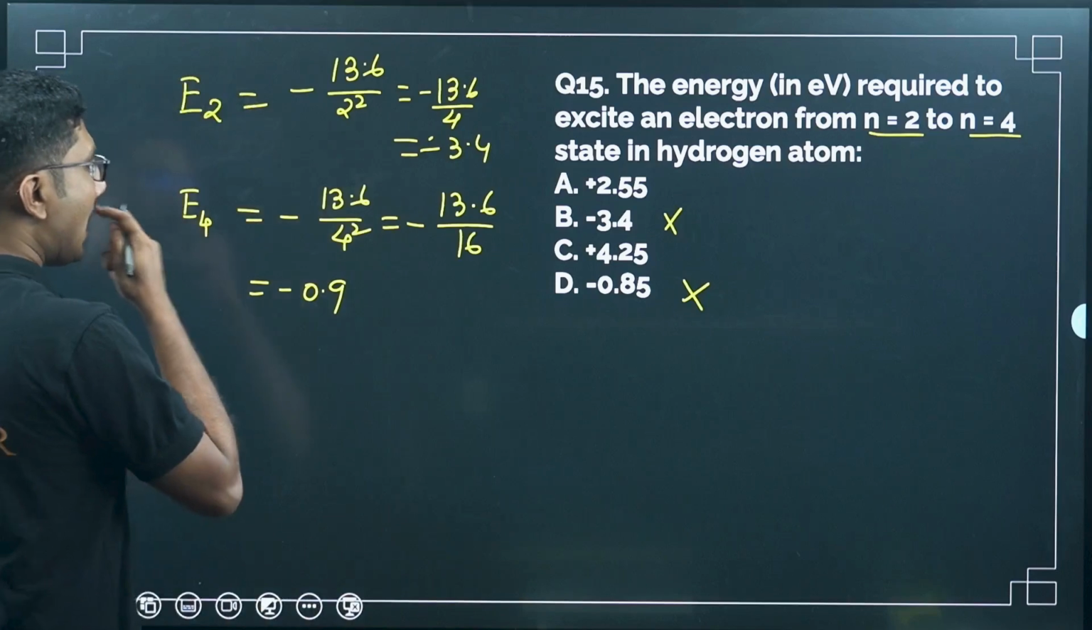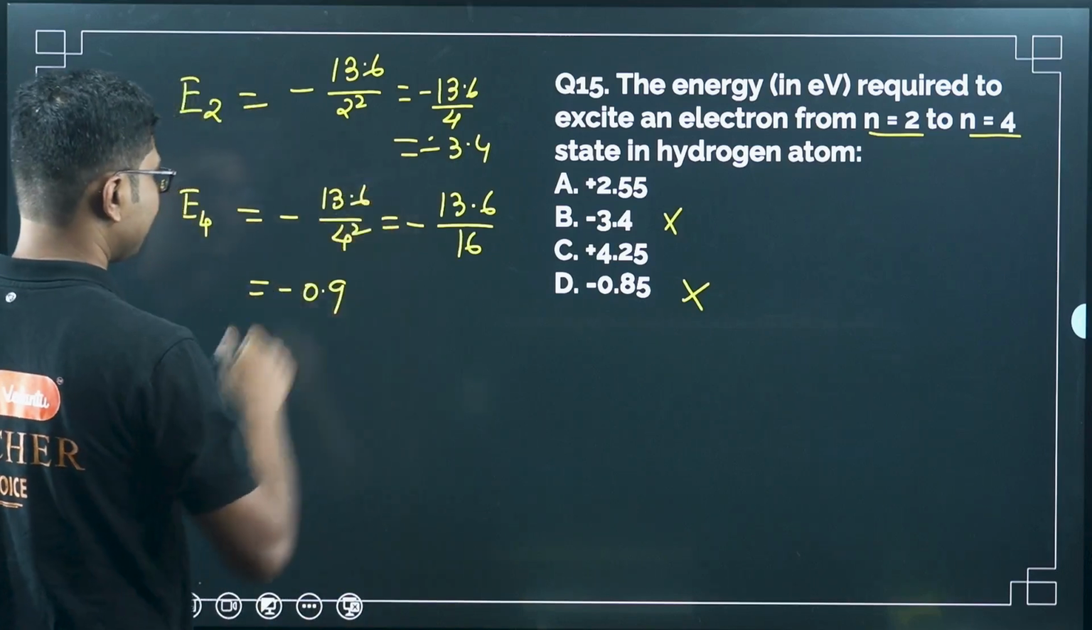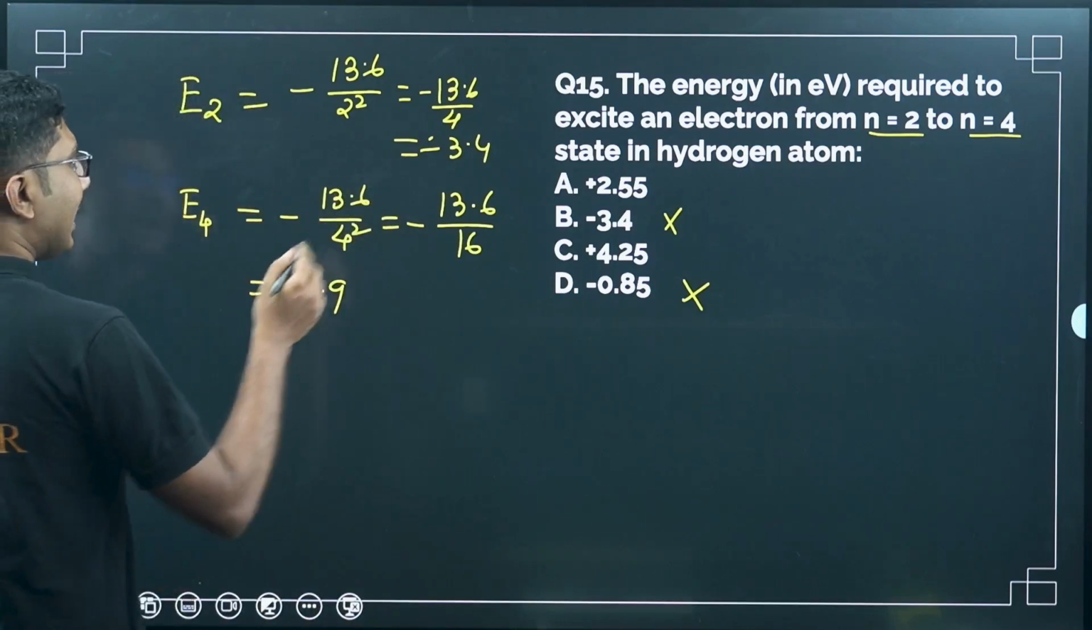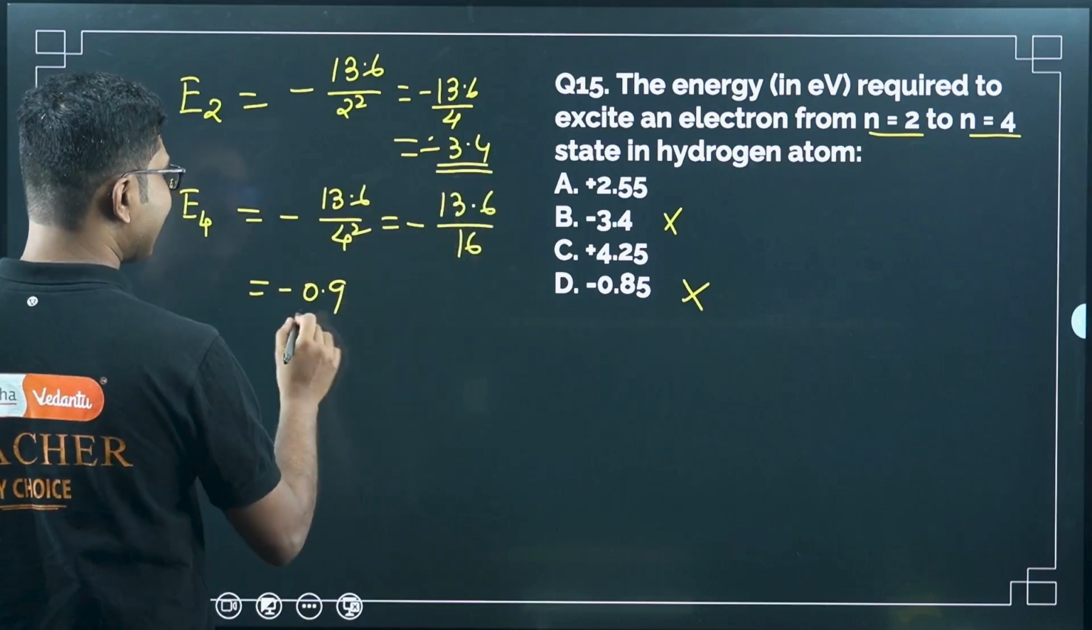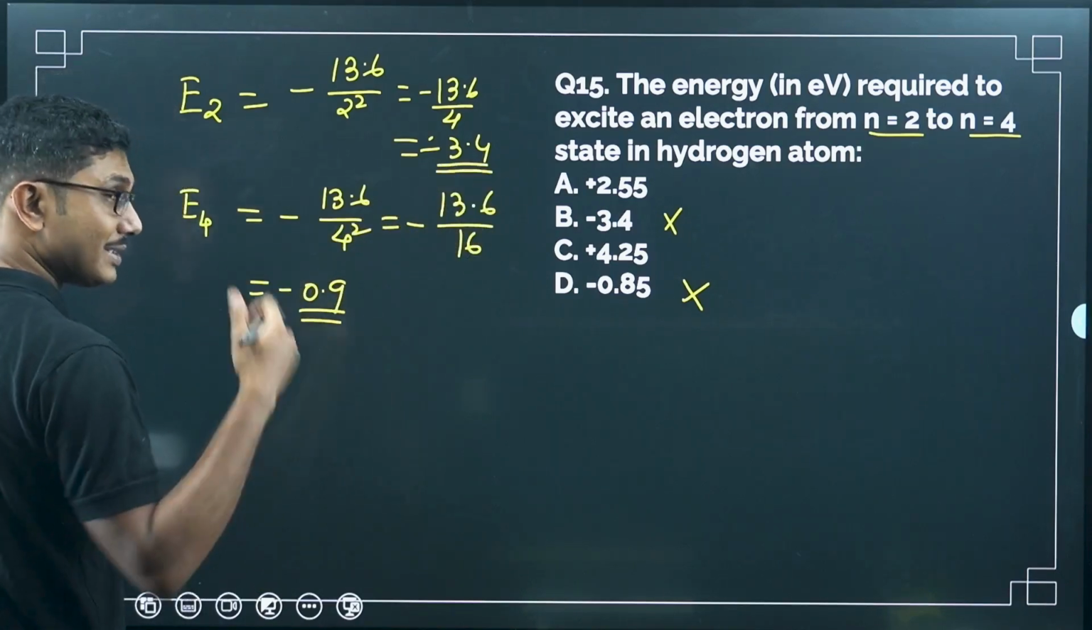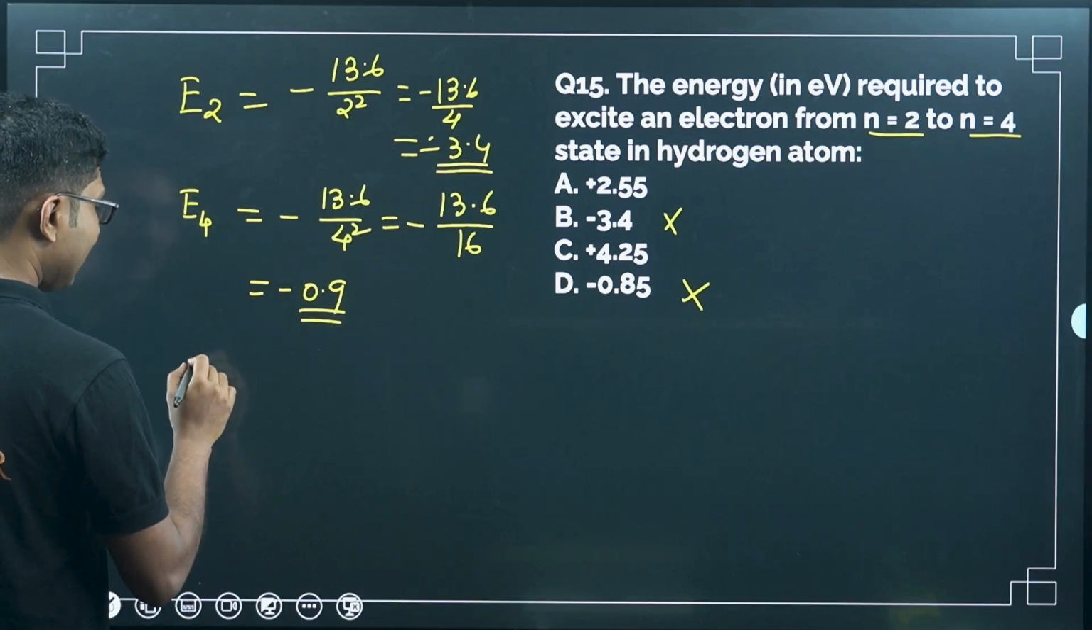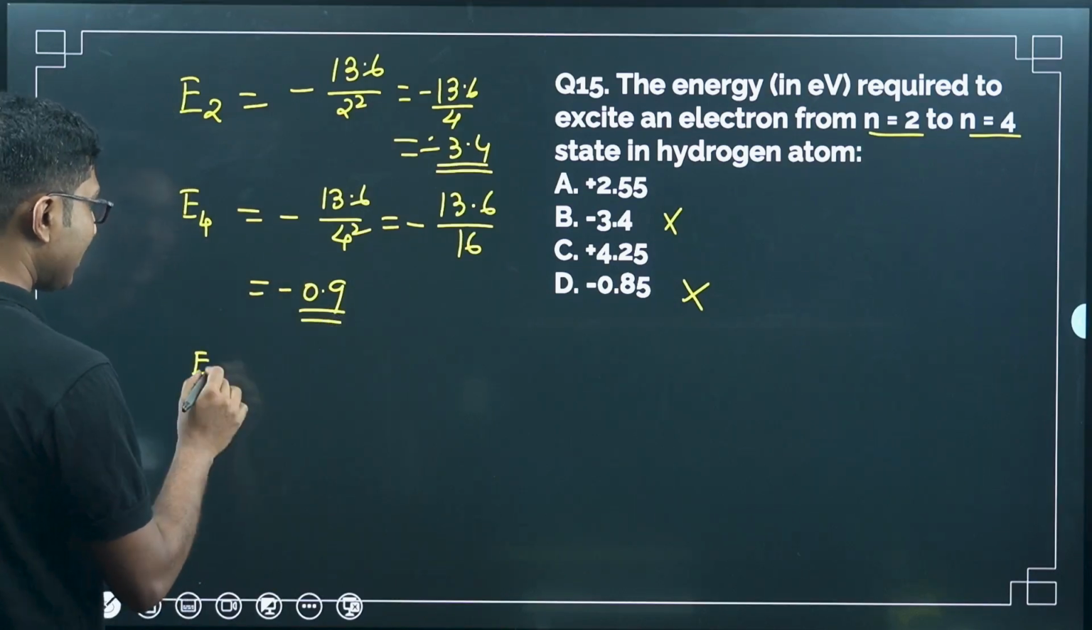So what is the difference then? As you can see, this is lower energy, this is higher energy. More less negative means higher energy. So what is the difference in energy? How much energy we have to put?